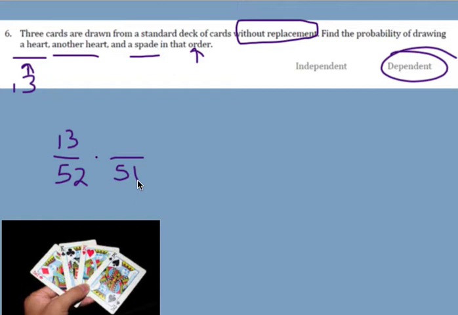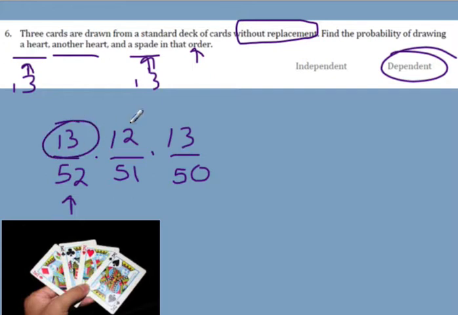Okay, then we want to find the probability of drawing another heart. Well, we assumed that the first one we drew was a heart, which means there's actually one less heart in there as well. And now we want to find the probability of drawing a spade. So we have one less card, which is going to be 50. So then when we want to figure out the number of spades, there's still 13 spades in the deck. We didn't take out any spades. Okay, so now we're going to do 13 times 12 times 13.